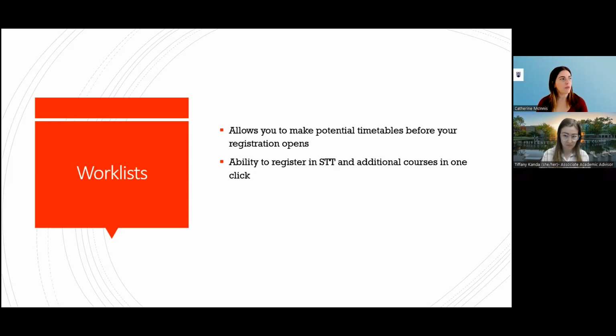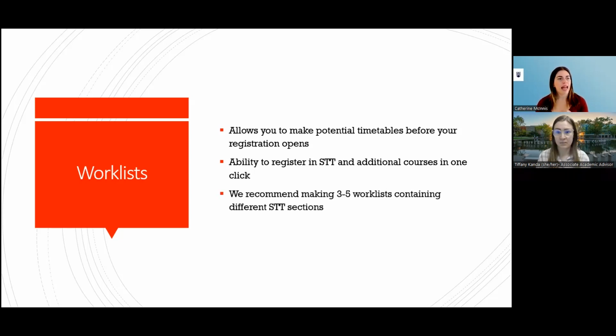We do recommend that you prepare yourself with 3 to 5 work lists. The important thing here is that the work lists should include different STTs. It's not useful to have 5 work lists with the same STT, because if it fills up, you have no plan B. So you want different STTs, different electives, different sections of WRDS 150B or your English course, so that if plan A, your first work list, is full at your registration time, you load up your work list B, and then you go ahead and register.